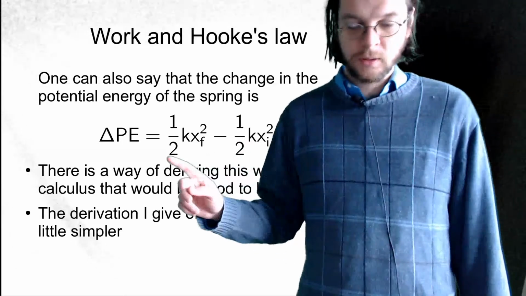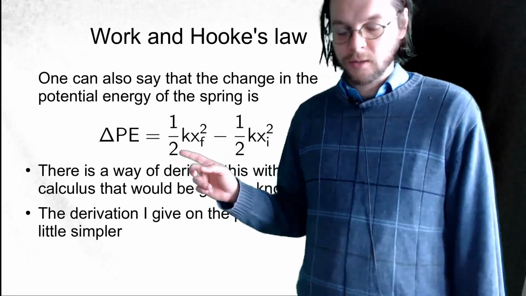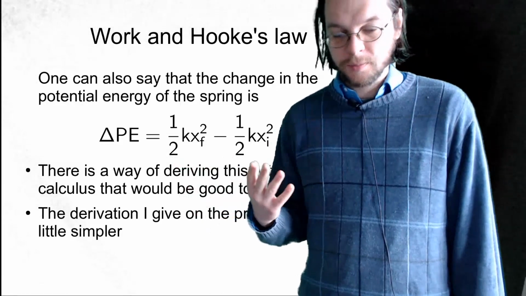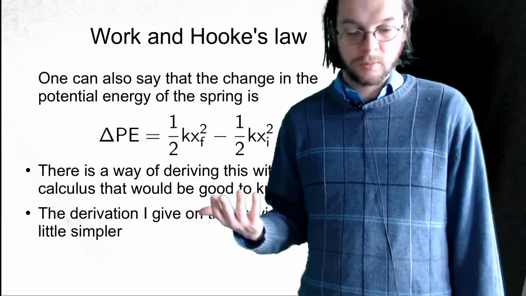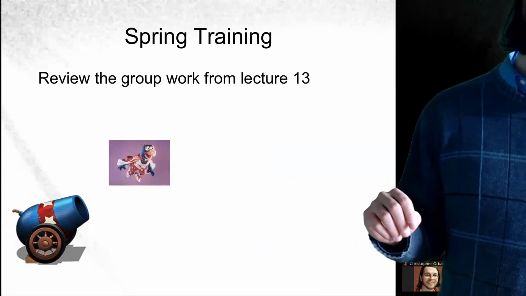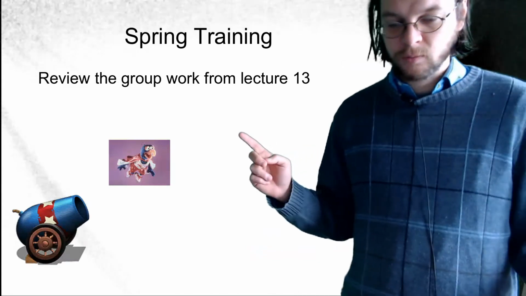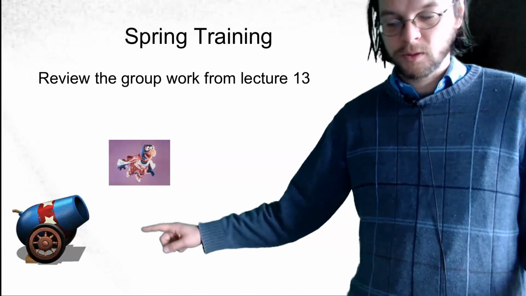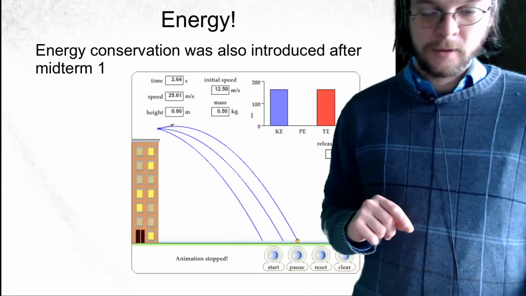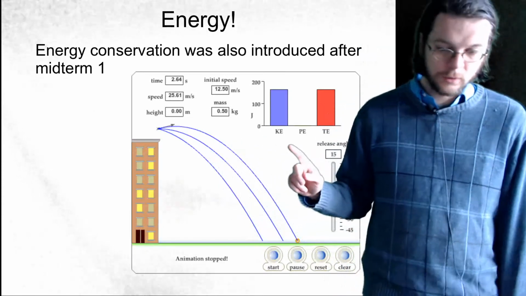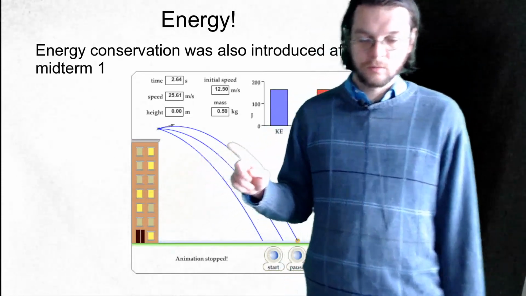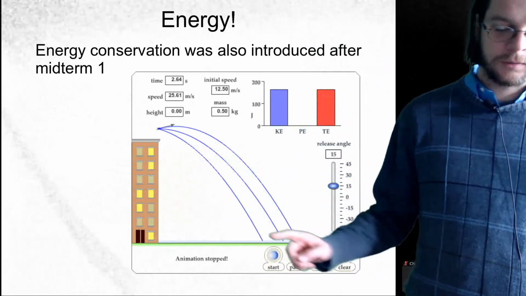Sometimes you'll see this written like this, which is fine. This is the potential energy stored in the spring. Thus far, there's only really two kinds of potential energy that we've talked about: gravitational potential energy, and spring potential energy. All right. There's a nice worksheet from lecture 13 on spring potential energy, making Gonzo fly across the room. I really like this worksheet, in which we use energy conservation to find the final speed of the object when it hits the ground.